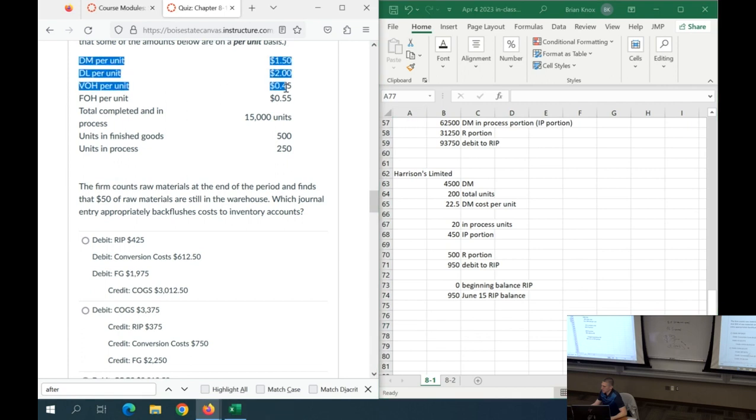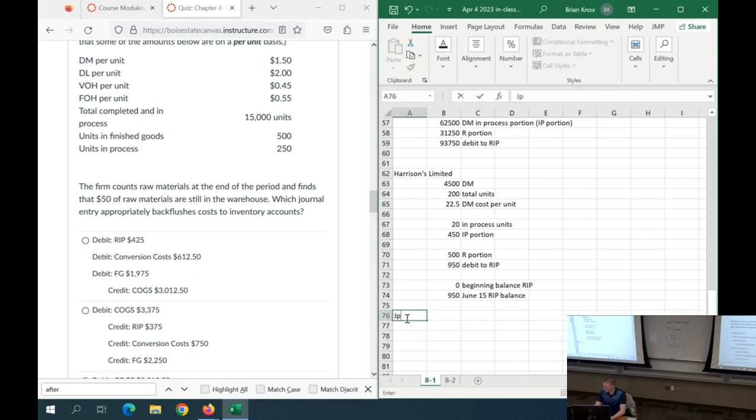Look, the professor already gave me units. Do I include this 55 cents for fixed overhead? No, we don't. Good. Ignore those red herrings. Journal entry problem.